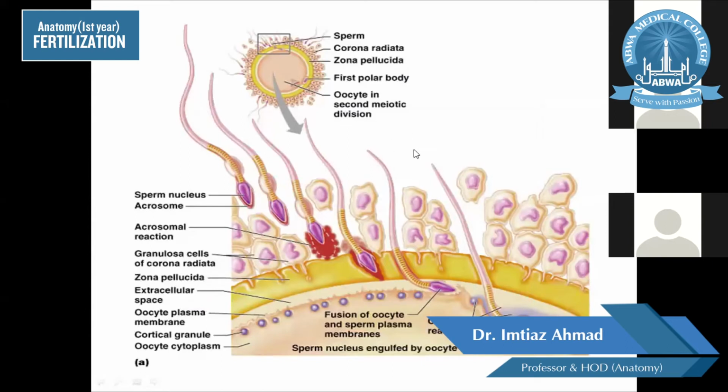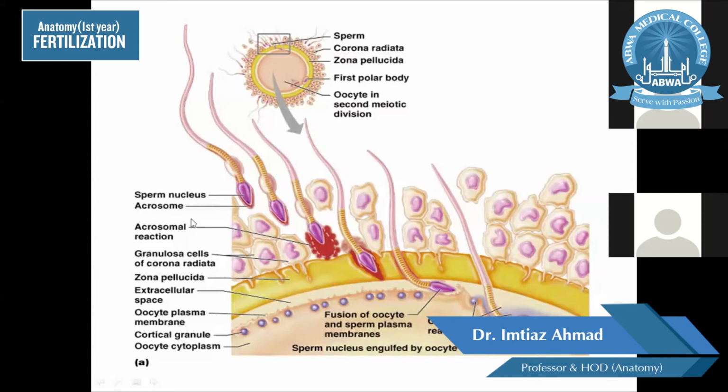What you see over here, lower down, is the secondary oocyte. This is the zona pellucida. These are the follicular cells, or the granulosa cells, these ones. And here you see the sperm moving towards the secondary oocyte.